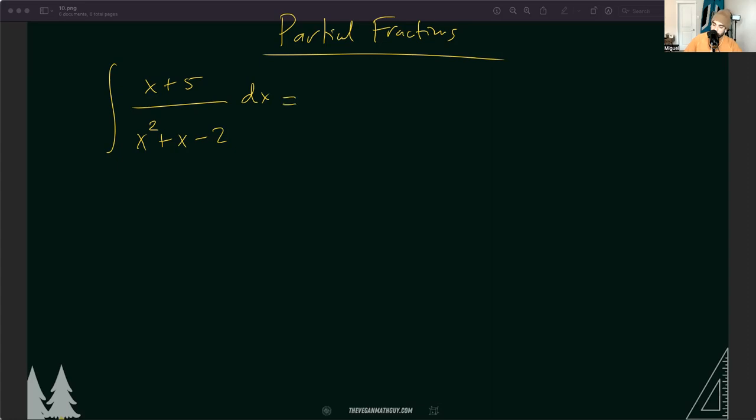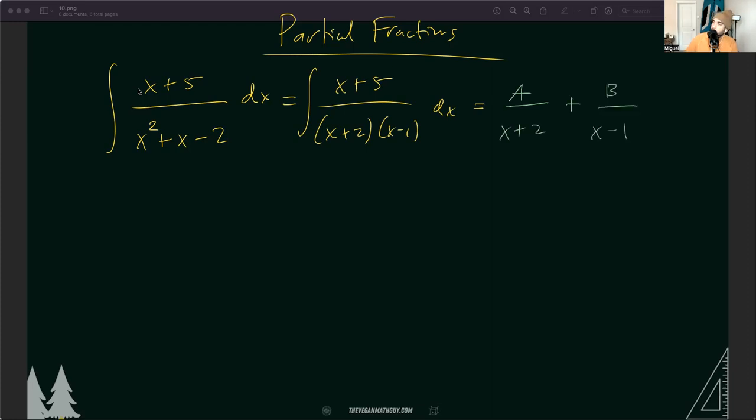So when it comes to partial fractions, we're going to go ahead and factor out the bottom. This is going to become x plus 2, x minus 1. As I mentioned before, we have to make sure that we understand our algebra. That's the hardest part. And the idea is that, since we have two factors on the bottom, we can go ahead and rewrite this as some value a over x plus 2 and b over x minus 1.